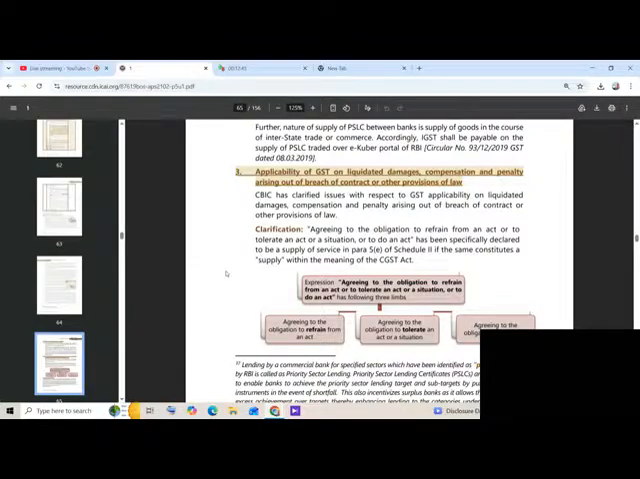Clarification: agreeing to the obligation to refrain from any act or to tolerate an act or a situation or to do an act has been specifically declared to be a supply of service in para 5e of schedule 2 if the same constitutes a supply within the meaning of the CGST Act.